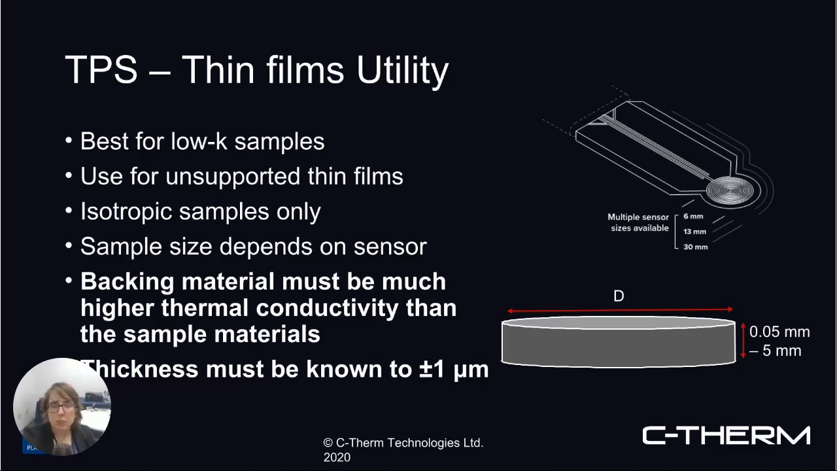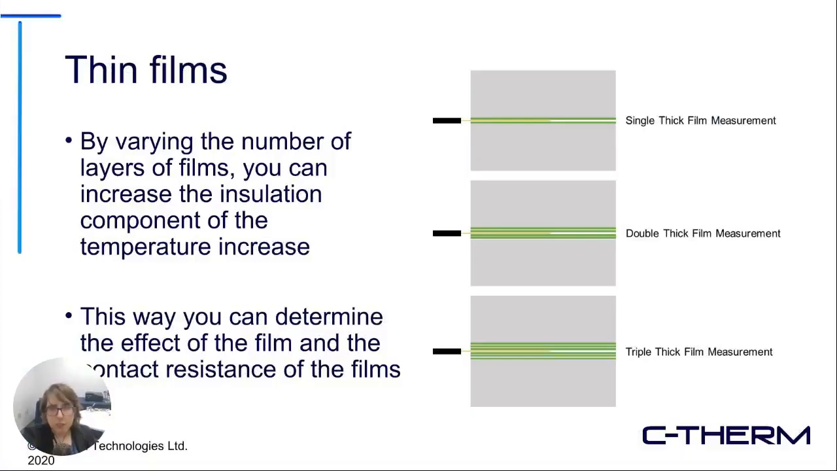The minimum thickness is going to depend on the thermal conductivity of the material, because the minimum thickness is dictated by the thermal resistance of the sample material. By varying the number of films, you take a measurement with no film on the surface, and then you can add one or more layers of thin film material. By doing this, you can determine the effect of the film, but also the effect of the contact resistance of the film.